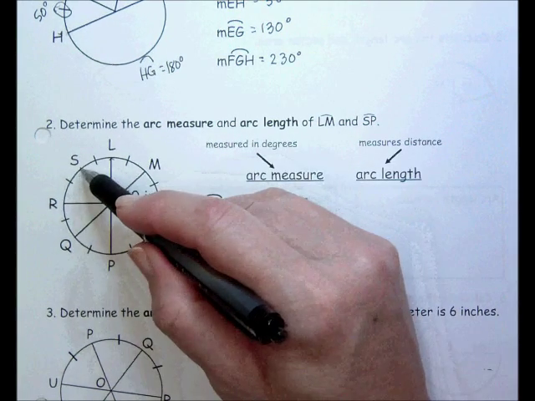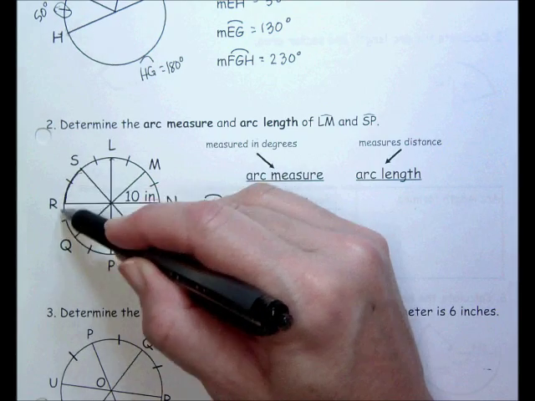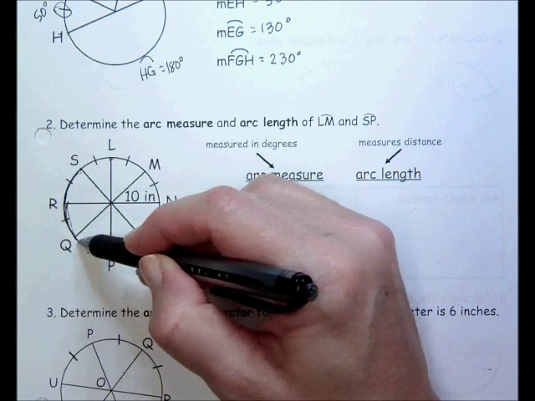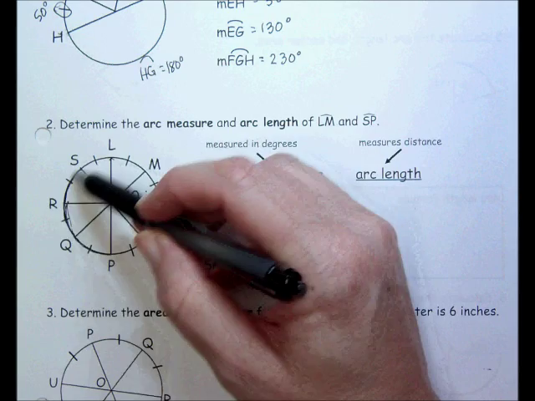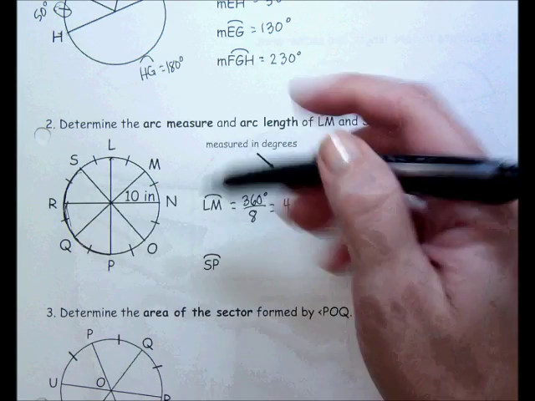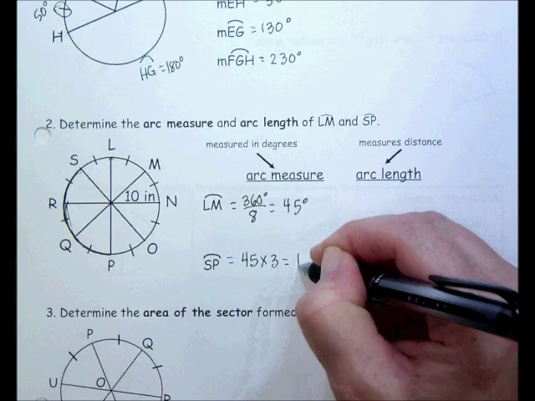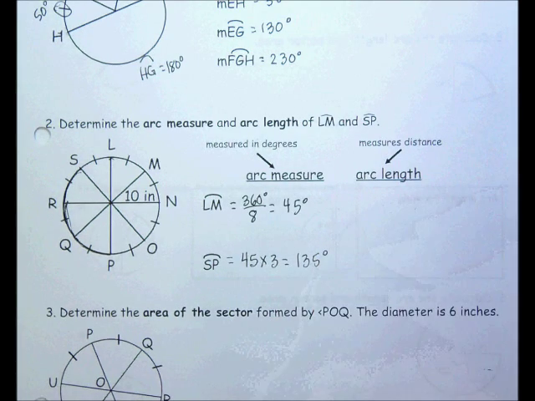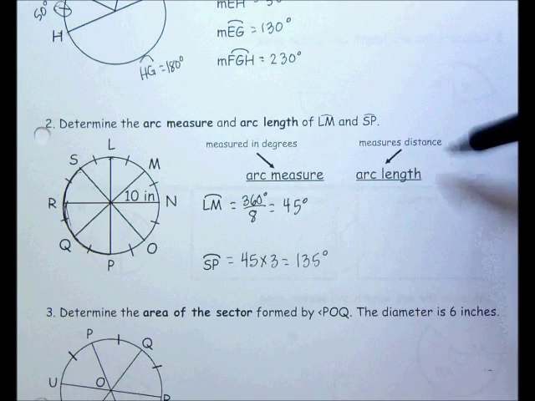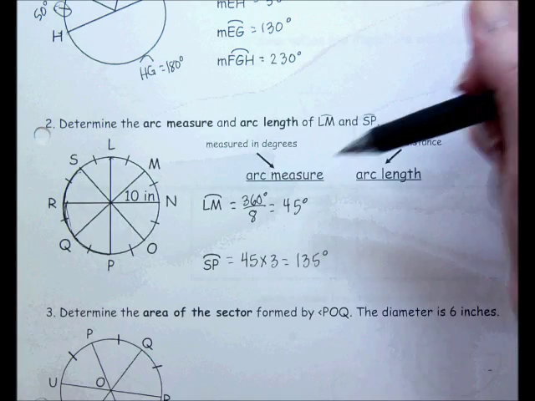And if you notice, there are 3 arc segments that have a measure, or arc lengths that have a measure of 45 degrees each. So I just take 45 times 3, and it's 135 degrees. So the measure of SP is 135 degrees. Now, the arc length depends on what the circumference of the circle is.